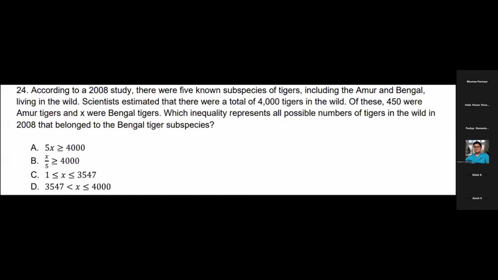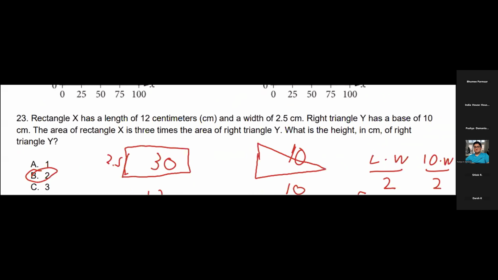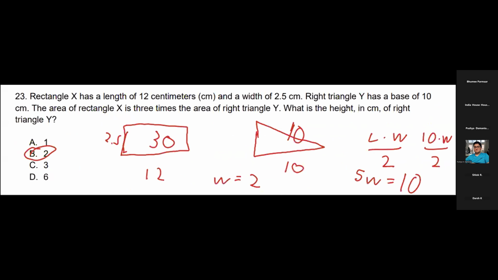So someone said, I thought the base is 10. How's it the area? So we got the area from this part right here. We're told that rectangle X has a length of 12 and a width of 2.5. So we know that we can get the area from that by just doing length times width. So that would just be 12 times 2.5, which is 30.